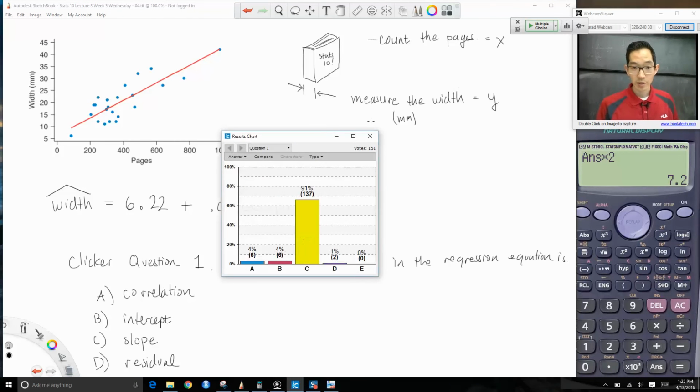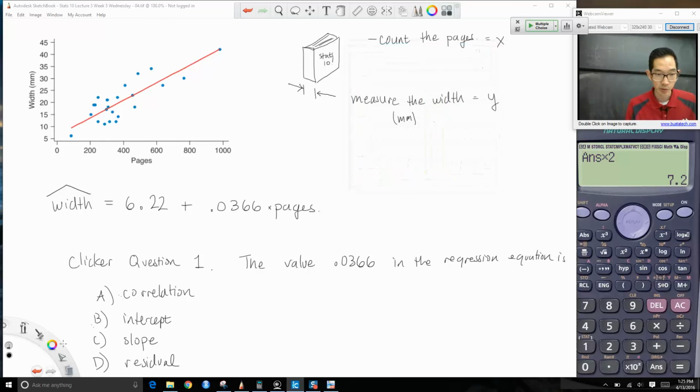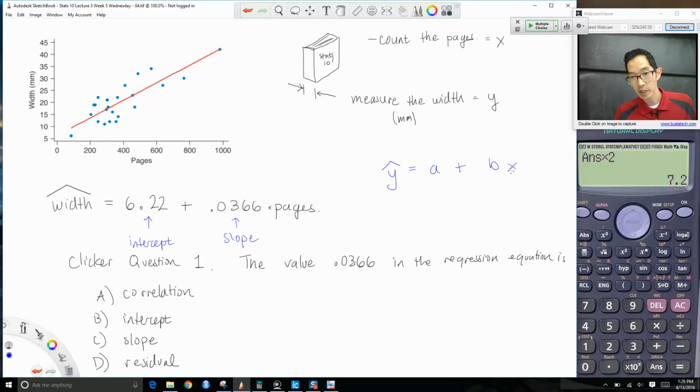Our answer is indeed C. Answer choice C, 0.0366 represents the slope. So this is the slope, and this over here is our intercept. In statistics we have the form y hat is equal to a plus bx, where b is our slope and a is our intercept. So 0.0366 is our slope, 6.22 is our intercept.